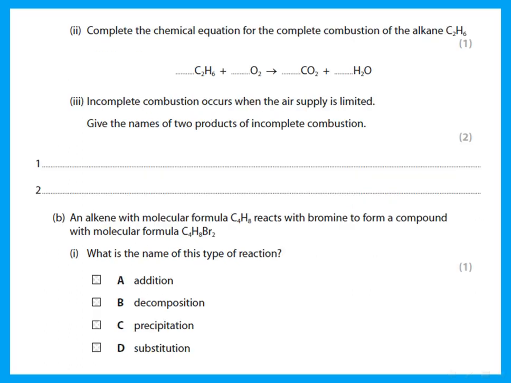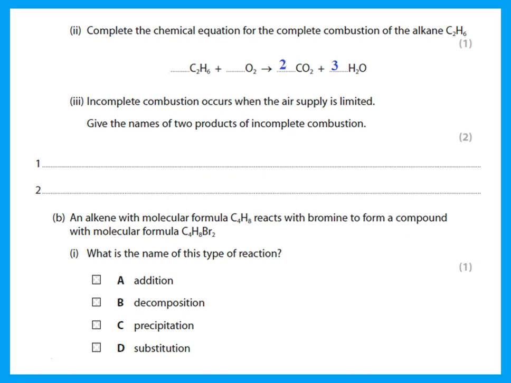Okay, then he says complete the chemical equation for the complete combustion of the alkane. So here he's just asking me to balance. I'm going to review with you again. How do we balance? We count each element before the arrow and after the arrow, and we increase the one that is less. So before the arrow, I have 2 carbons. That means after the arrow, I need 2 carbons. Before the arrow, I have 6 hydrogens. That means after the arrow, I need 2 times 3 to be 6.